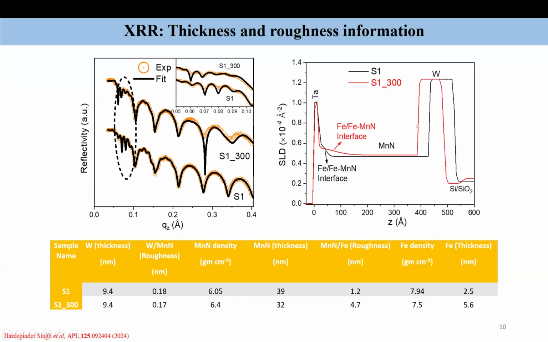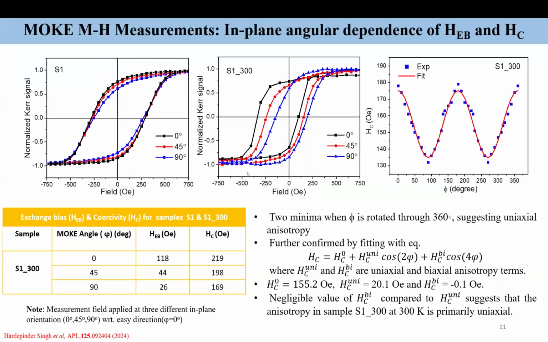Further, it is important to note here that the interface between MnN and tungsten showed a sharp transition, which indicated there was no diffusion towards tungsten. It is important to note this because in previous works, where tantalum was used as the buffer layer, the diffusion was mostly towards the tantalum.